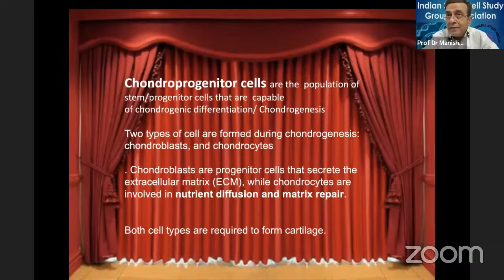Now coming to the third aspect, chondrogenic progenitor cells. They are the population of cells which are capable of chondrogenic differentiation. And as was mentioned very well initially also, the times are changing nowadays. We are not saying that arthroplasty is going to finish in this population of India. There are so many people who are away from the use of regenerative science, and it should be used.